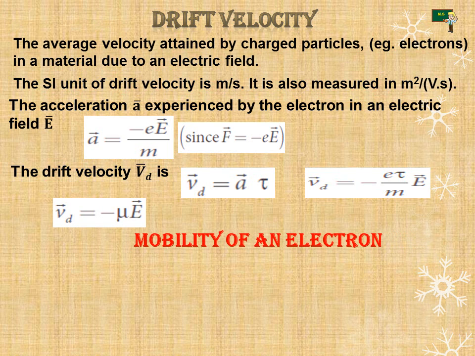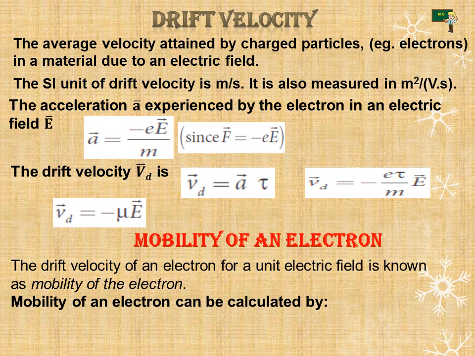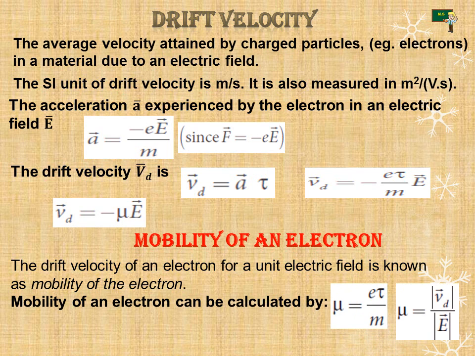Now, mobility of an electron. The drift velocity of an electron for a unit electric field is known as the mobility of the electron. Let's calculate the mobility of the electron. Mu is equal to e tau divided by m, which we take from the drift velocity, and mu is equal to Vd mod.